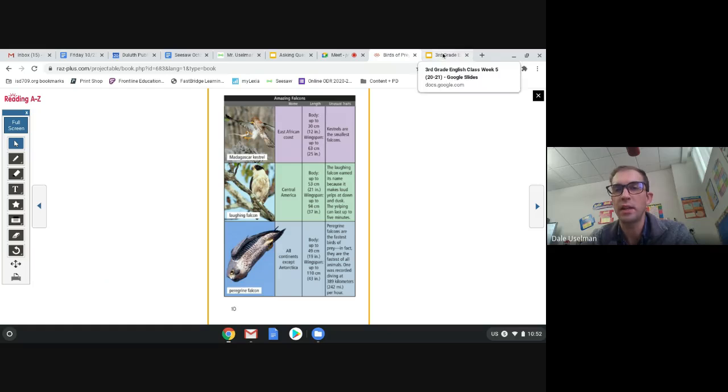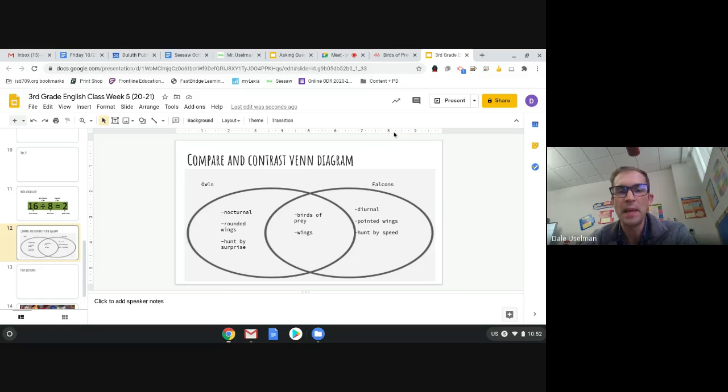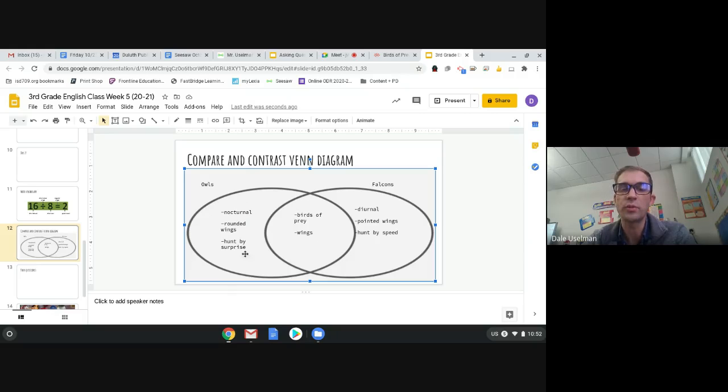I'm going to go back to our Venn diagram and notice how we have multiple examples of how owls and falcons are different. And we also have a couple of different examples of how they are the same. And we were very careful about making sure that we put what's similar in the middle here where both of the circles meet, and then what's only true about owls over on the owls side, and what's only true about falcons on the falcon side. Great.